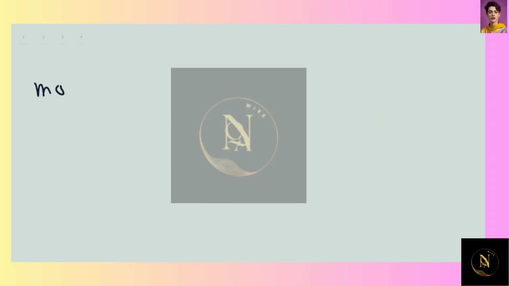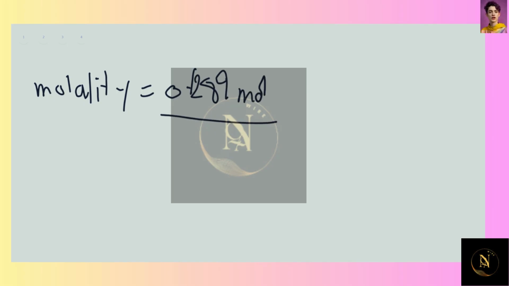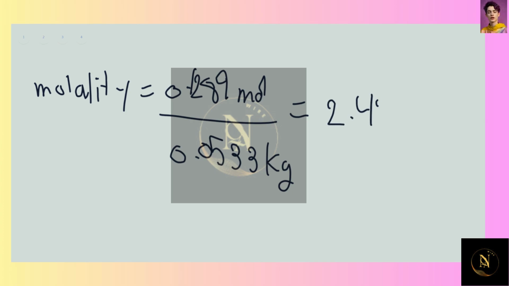Finally, molality is the number of moles of my solute over the mass of my solvent. So I get 0.1289 moles over, and now I'm given my mass of my solvent as 53.3 grams, which when I convert it to kilograms is 0.0533 kilograms. And so this is 2.42 moles per kilogram.